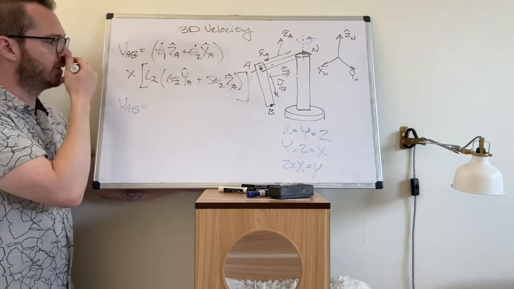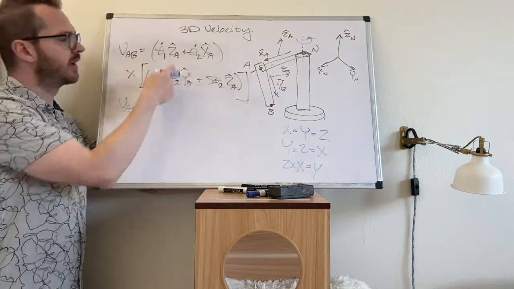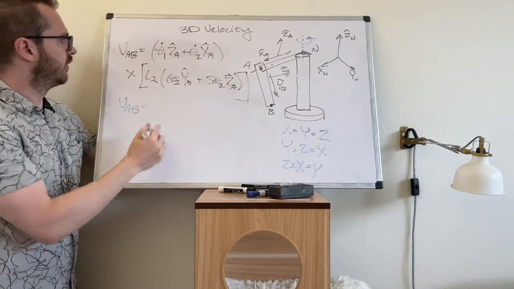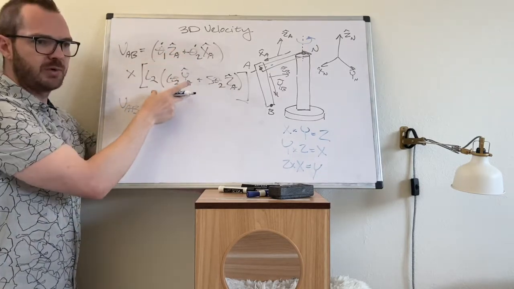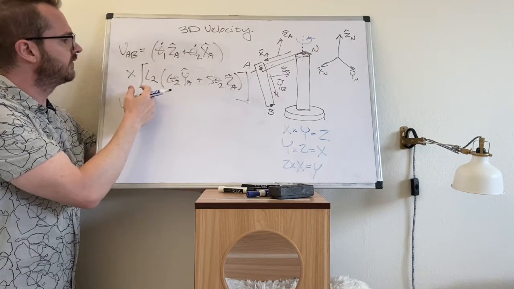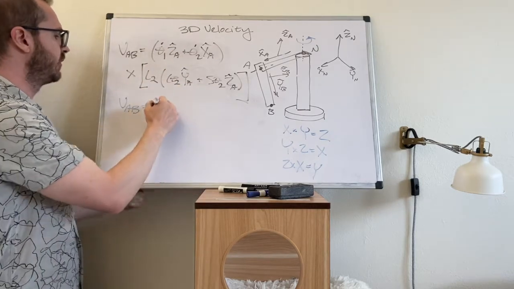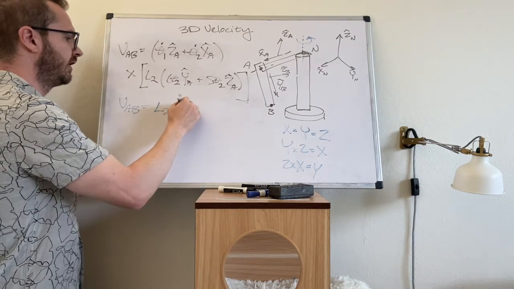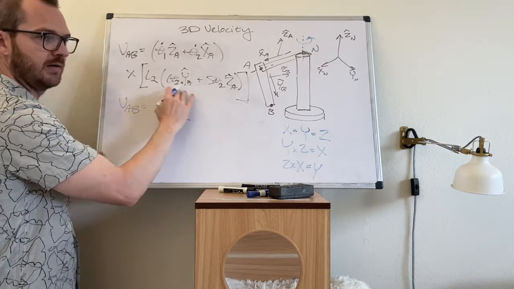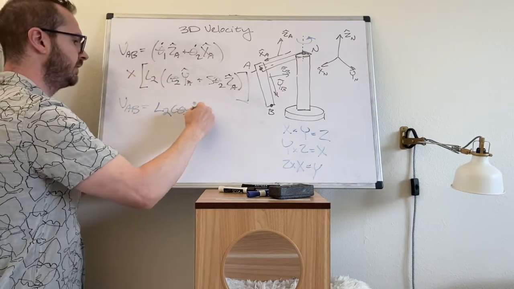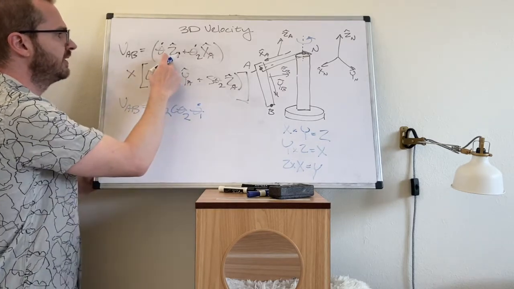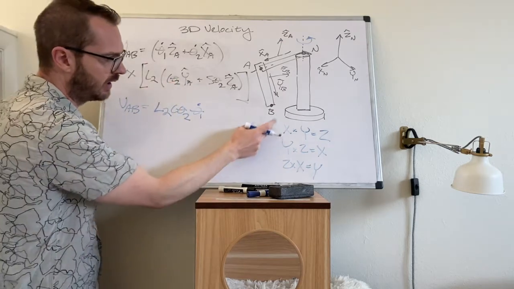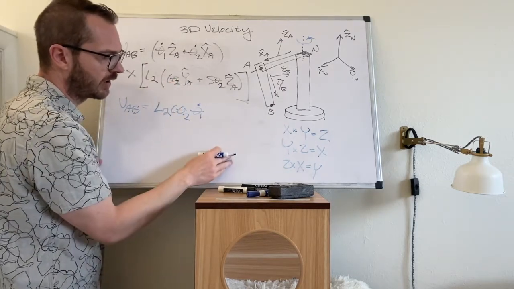VAB. We can do just like a FOIL expansion on this. This is like A plus B multiplied by C plus D. So let's take the first term and multiply it against the first term. Let's multiply the scalars. So we have L2 cosine theta 2 multiplied by theta 1 dot. And then this is going to be Z cross Y. Okay, I've got Y cross Z.